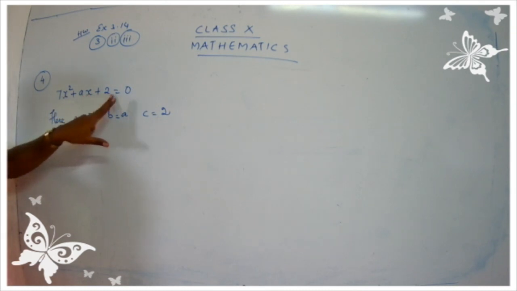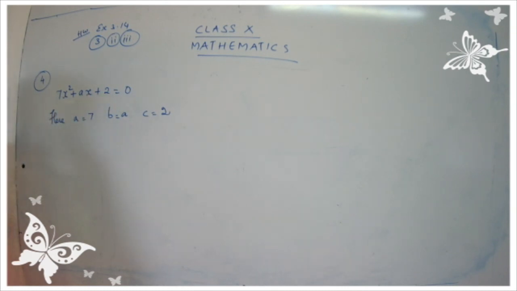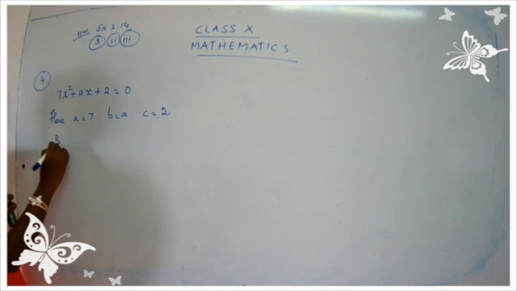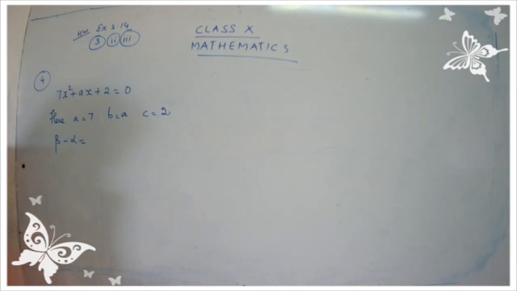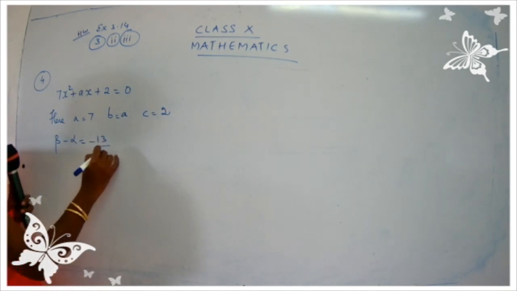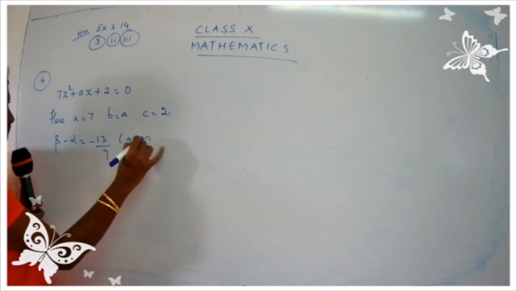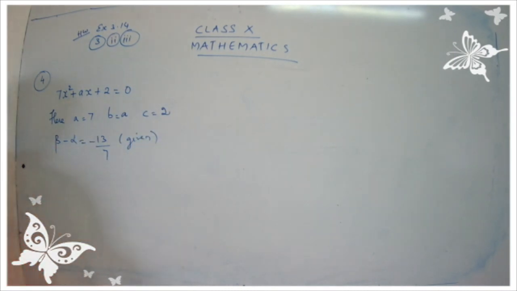So we have found the value for A, the value for B, and also the value for C. Now, before we go to the sums, something is given to you. What is given to you here? Beta minus alpha. Write down: beta minus alpha is equal to minus 13 upon 7. This is given to us.